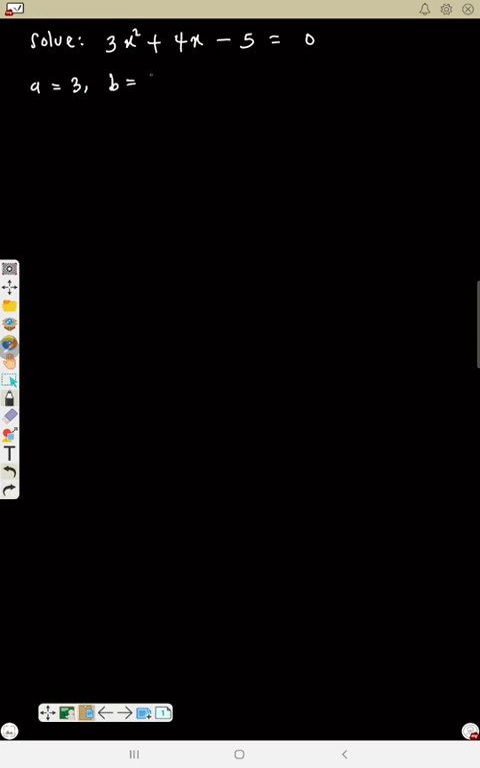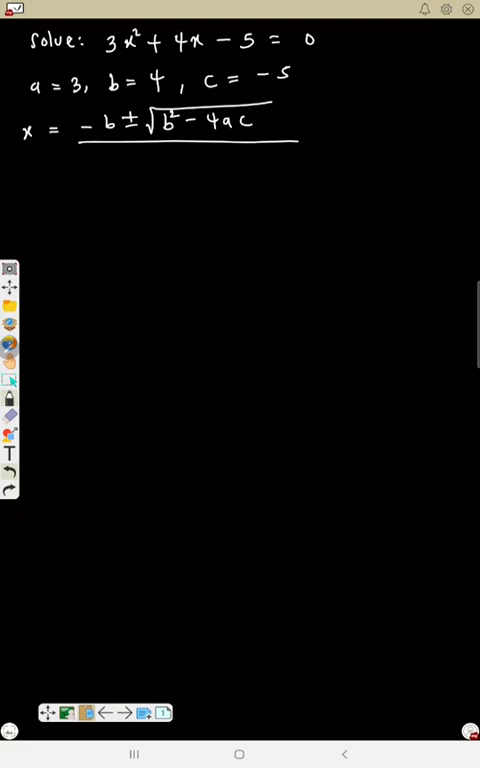b is 4, as in the second number. And c is minus 5. Please take note of the sign. So c is minus 5. So if you watch all the examples, see how I write a, b, c, in case you want to try your own. So now x is what? Minus b plus or minus the square root of b squared minus 4ac over 2a.